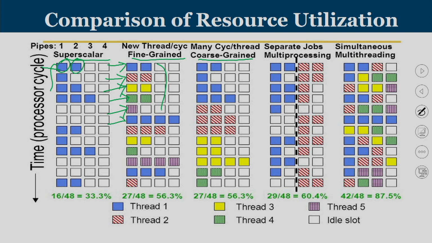Now, coarse grained multi-threading means the concept is same. Rather than switching across adjacent cycles, I use blue program, or I fetch and decode from blue program for say 10 clock cycles. At the end of 10 clock cycles, I switch to the red program. I continue it for another 4 or 5 cycles. So, the frequency of context switching is very high in the case of fine grained multi-threading, whereas it will be slightly lower in the case of coarse grained multi-threading.